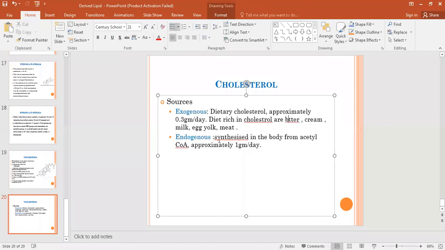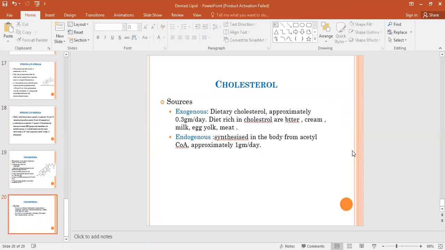While endogenous cholesterol is that which is synthesized in our body from acetyl CoA, and approximately 1 gram of cholesterol is synthesized in our body per day. From what is cholesterol synthesized in our body? Cholesterol is synthesized in our body from acetyl CoA.